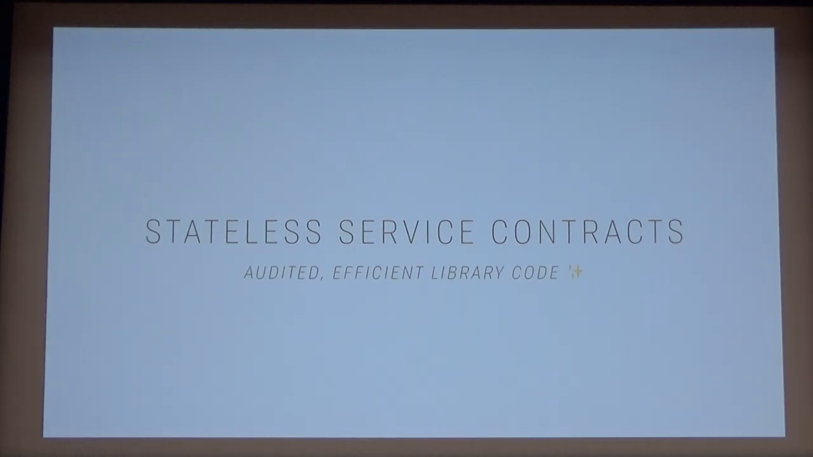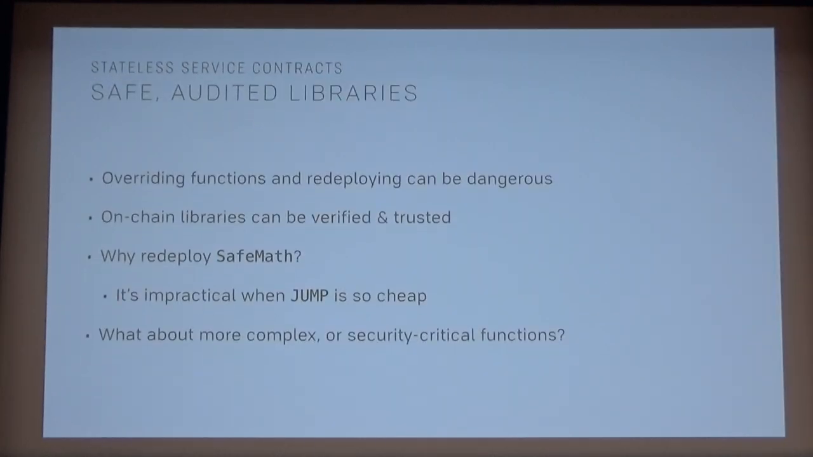For stateless service contracts, again, this is audited, efficient library code. As I mentioned before, if you override functions on a library, you just get a sliver of the library. They say it's all been checked and all good, and then you start overriding methods. That audit no longer holds. You may have broken something, right? If you made a small change like changing the name of a token, that's probably fine, but as you start changing behavior, who knows?